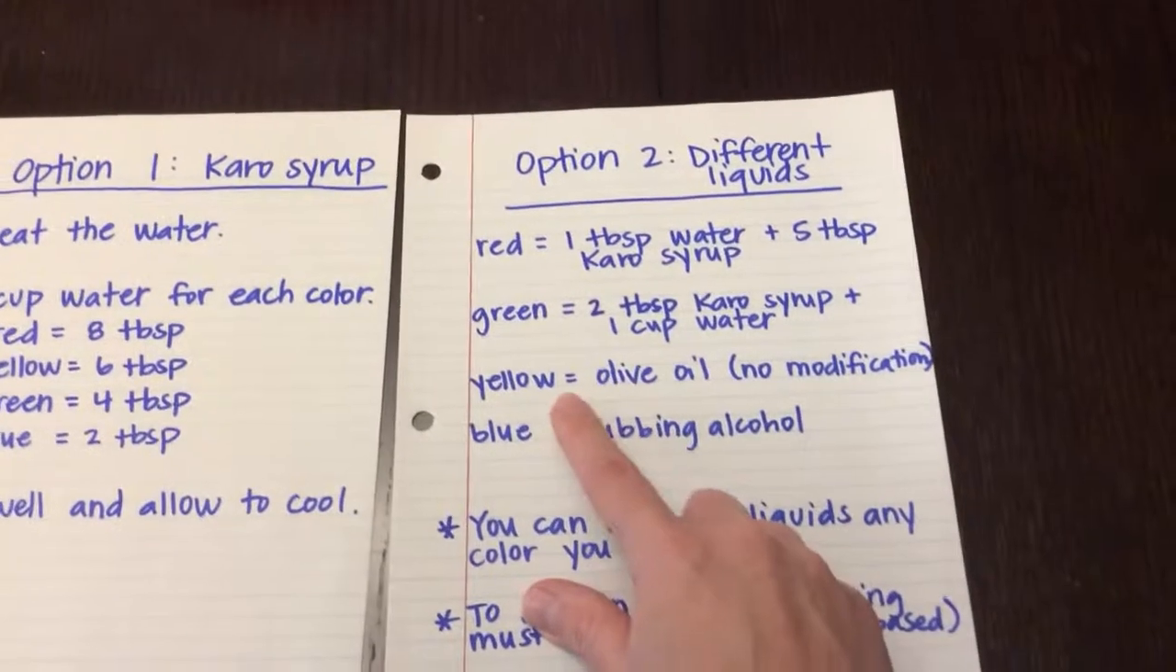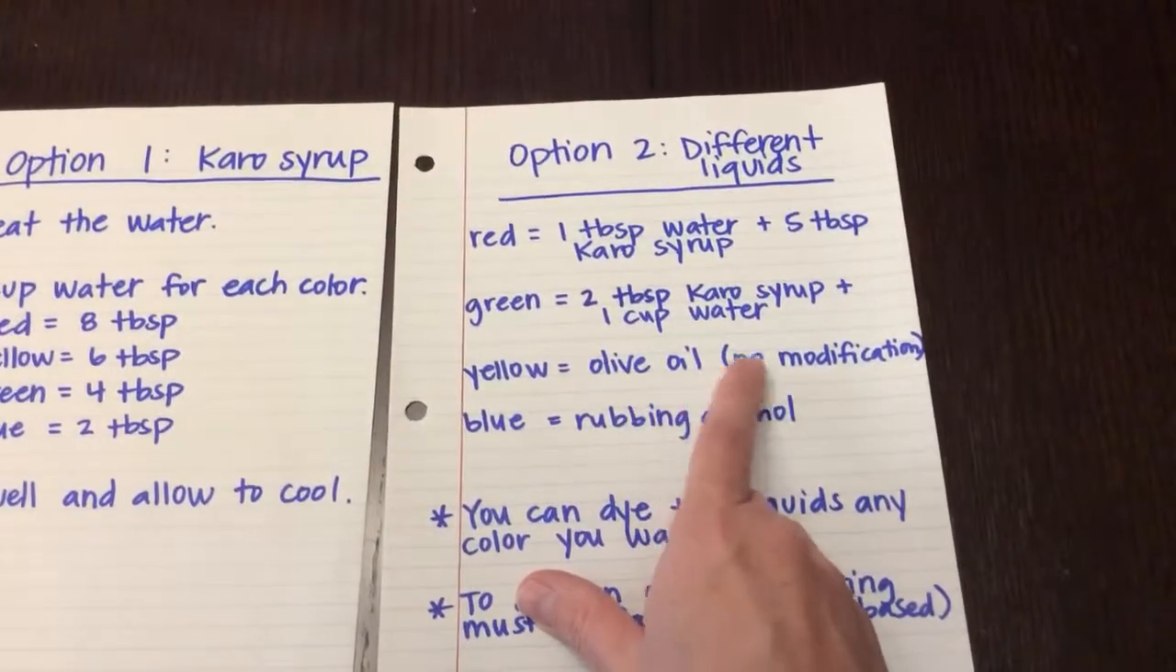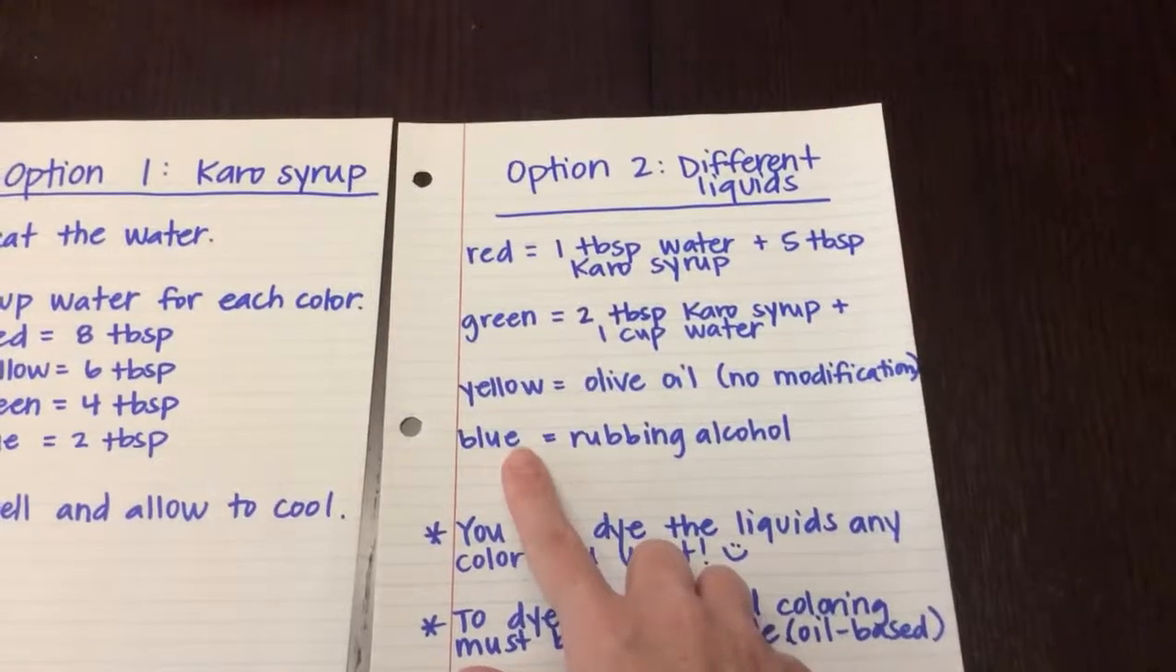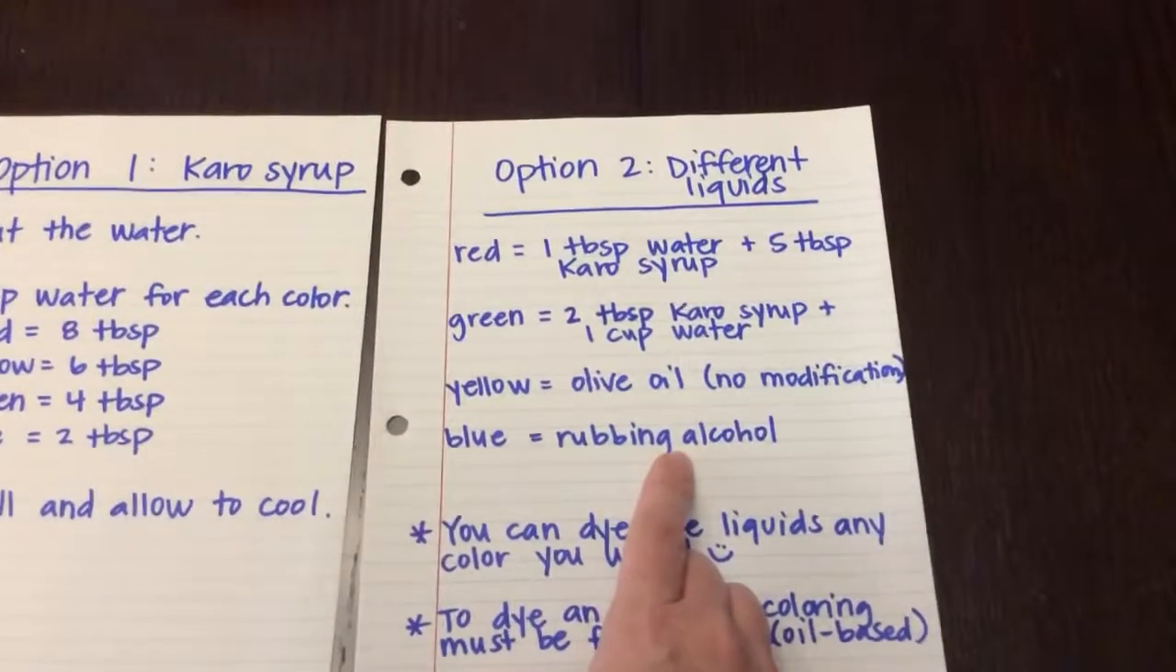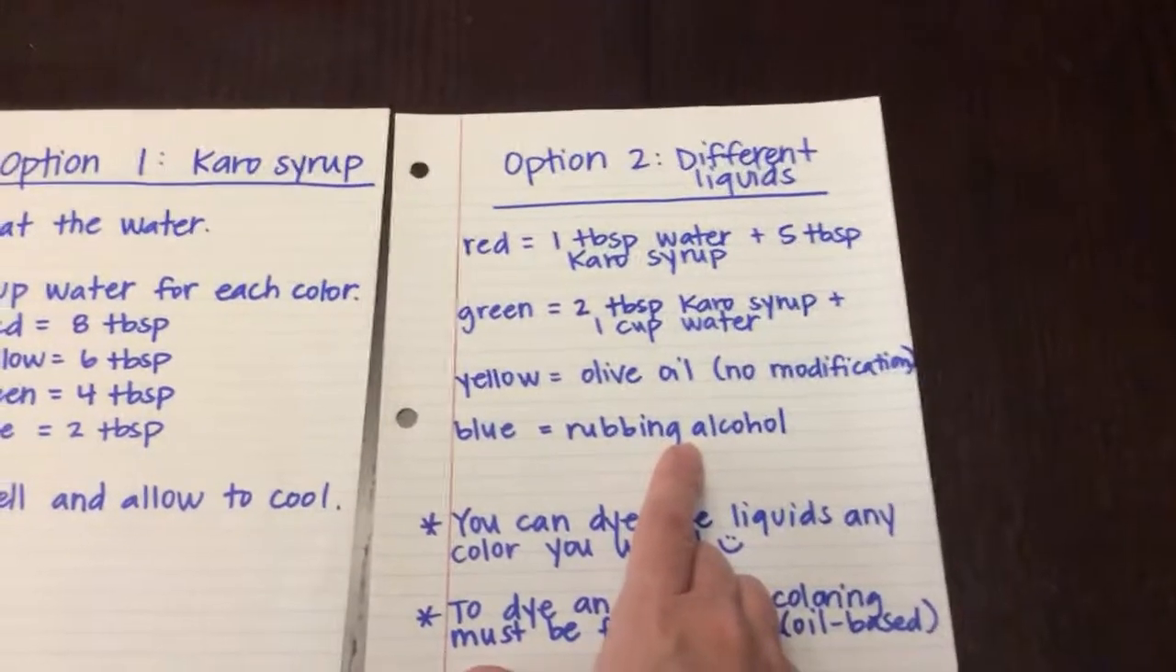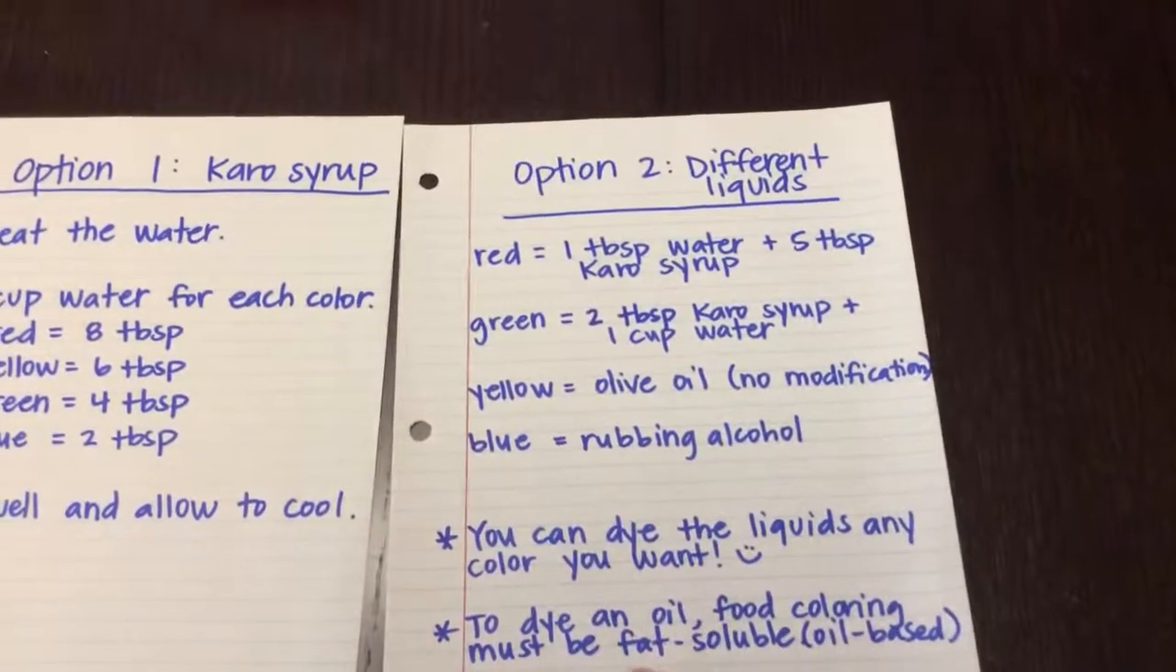For the yellow, we just used straight up olive oil, no modifications to it at all. And then the blue was straight up rubbing alcohol, isopropyl alcohol from the pharmacy. That works perfectly. And again, no modifications there.